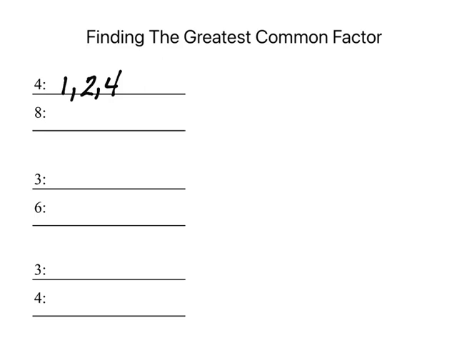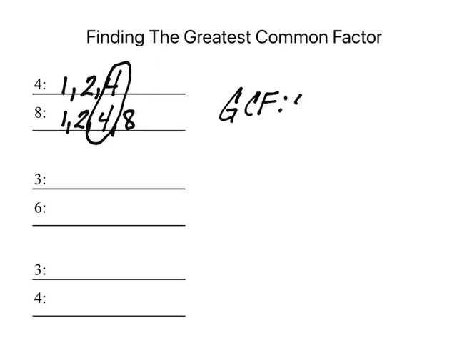So 8. 8 is 1 times 8, 2 times 4. So I'm going to write 1, 2, 4, and 8. Those are all the factors for 4 and 8. Now in common, they have 1, 2, and 4. But again, we're looking for the greatest common factor. So out of 1, 2, and 4, the number that's the greatest is obviously the 4. So between 4 and 8, their greatest common factor, or GCF, is 4.